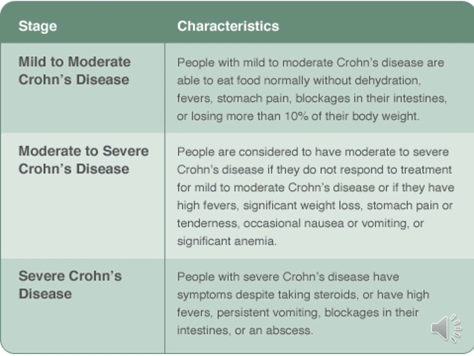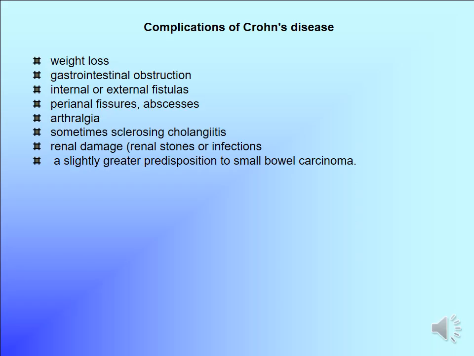The last stage is severe Crohn's disease. People with severe Crohn's disease have symptomatic distress, are taking steroids, or have high fever, persistent vomiting, or blockage in their intestine. The complications of Crohn's disease lead to weight loss, gastrointestinal obstruction, internal or external fistula, abscess, arthralgia, sometimes cholangitis, renal damage, renal stones or infections, as well as a greater predisposition to small bowel carcinoma.